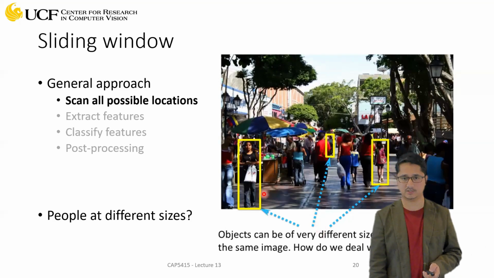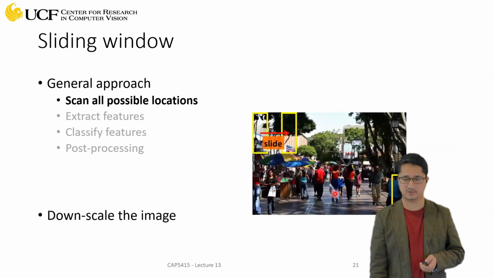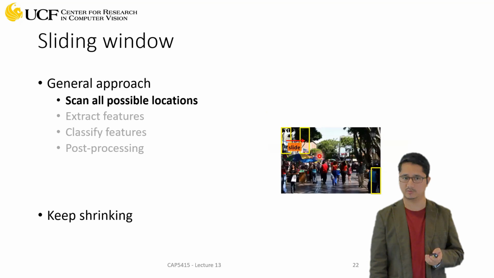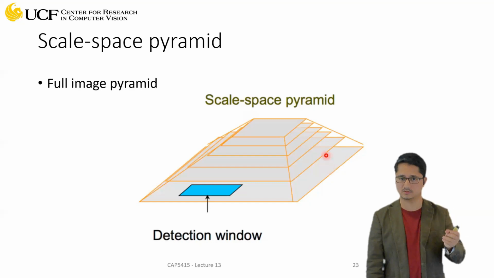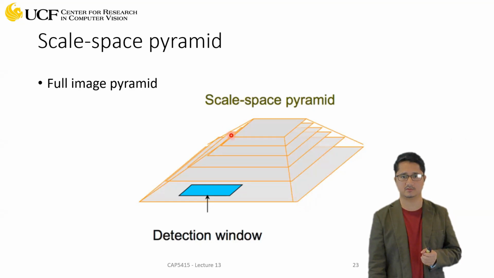Okay, so this is just showing that for the close by people, you have a bigger bounding box. People which are far away, you need a smaller bounding box. And what you do is you resize your image, but you keep the size of the bounding box the same. You don't change that. Okay, you keep reducing, and you will create a scale space pyramid exactly the way you were doing for SIFT features. So this is a bigger resolution, and this is your detection window.